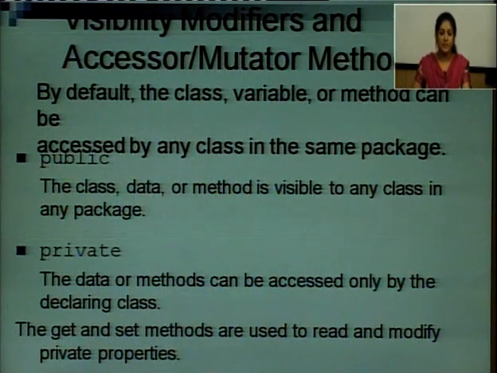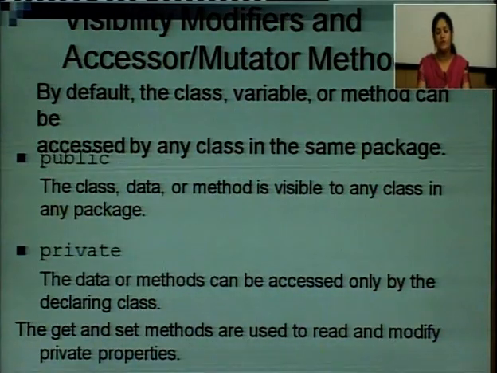But next is the private modifier. The data or methods can be accessed only by the declaring class. If you are writing the private keyword in front of a class or a variable or a method, that means you are restricting the access of the methods, the variables and the class to that particular class only. The get and set methods are used to read and modify the private properties.